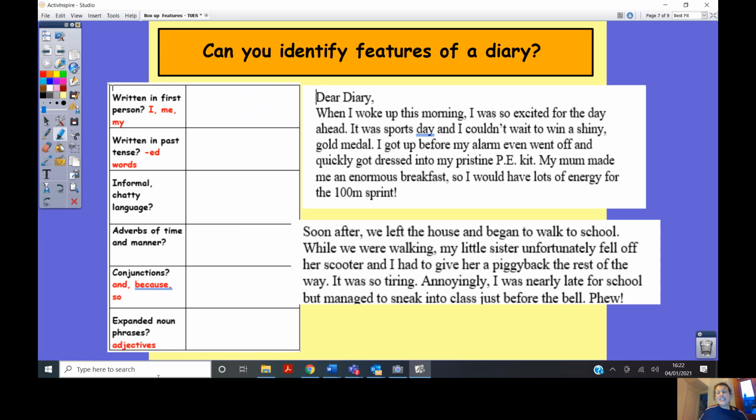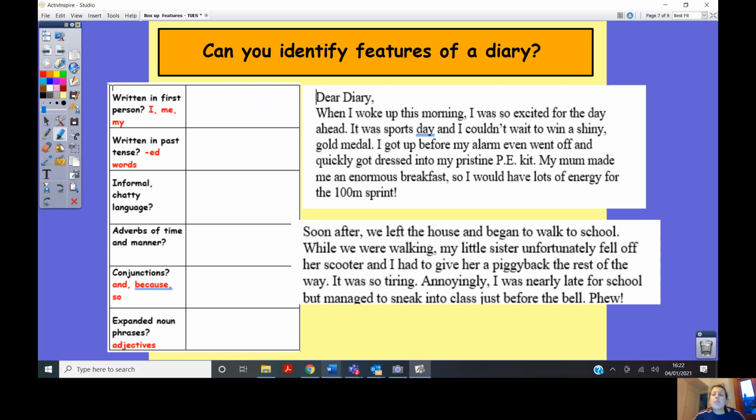Dear Diary, when I woke up this morning, I was so excited for the day ahead. It was sports day and I couldn't wait to win a shiny gold medal. I got up before my alarm even went off, and I quickly got dressed in my pristine PE kit. Mum made me an enormous breakfast so I would have lots of energy for the 100-meter sprint. Soon after, we left the house and began to walk to school. While we were walking, my little sister unfortunately fell off her scooter and I had to give her a piggyback the rest of the way. It was so tiring. Annoyingly, I was nearly late for school, but managed to sneak into class just before the bell. Phew.